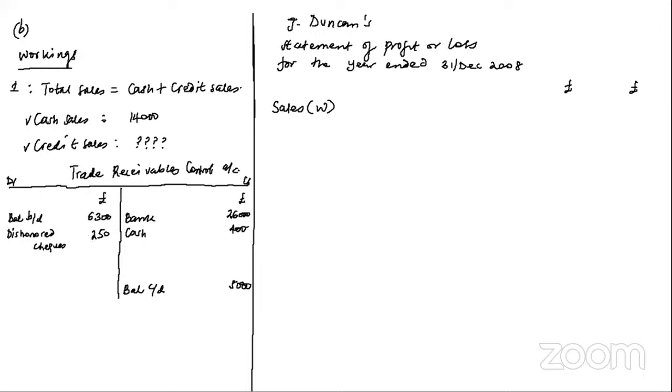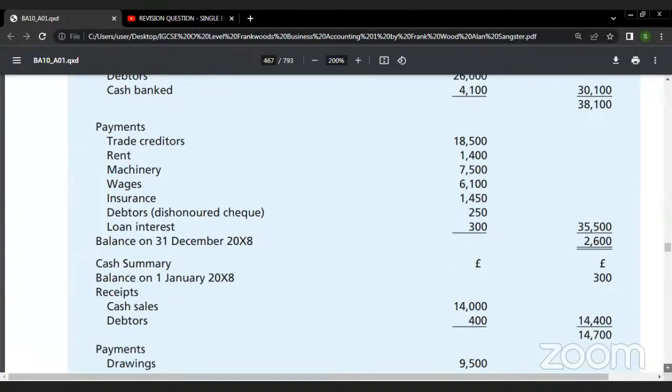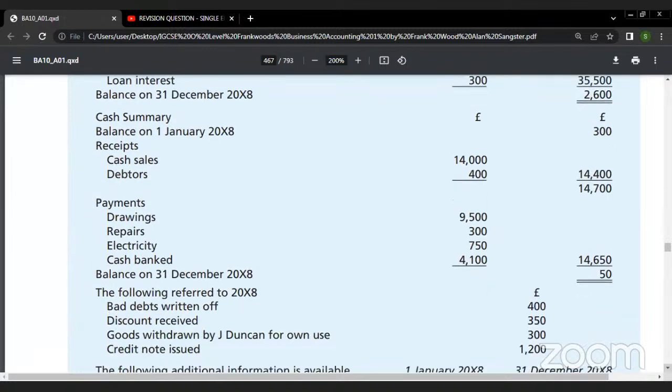What else do we have? I don't have the hard copy of the question, so I'll keep referring to it. What else? Of course, we have bad debts that are written off. So this will be taken to the credit side of the debtors account or the receivables account. Bad debts written off. Of course, the account reduces because now some of the customers are not going to pay. We don't expect to receive this 400.